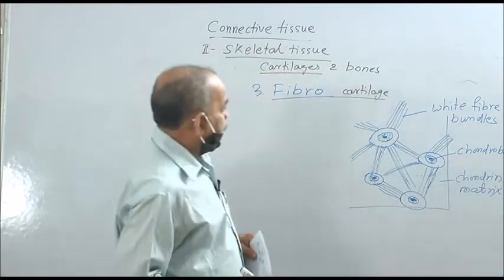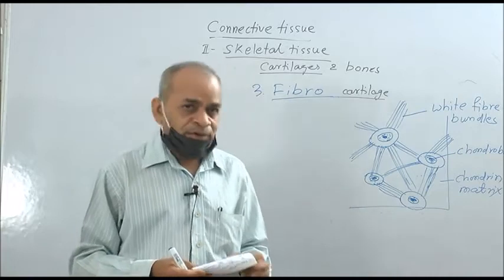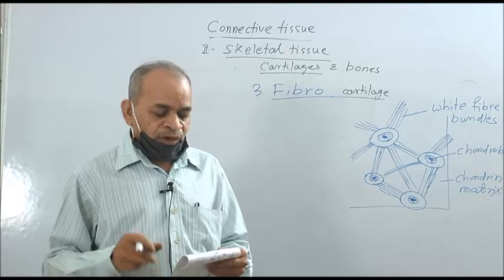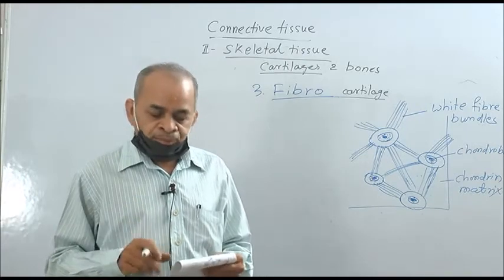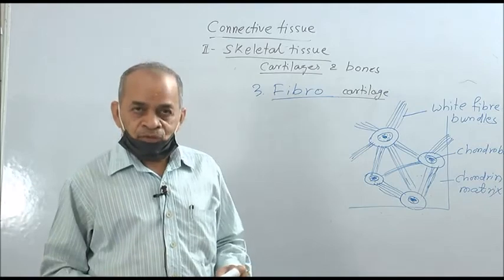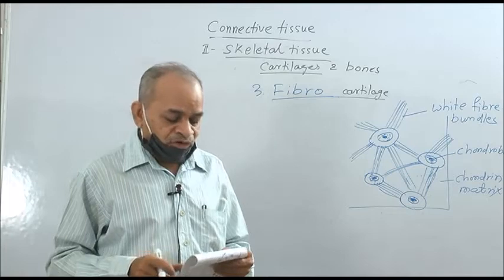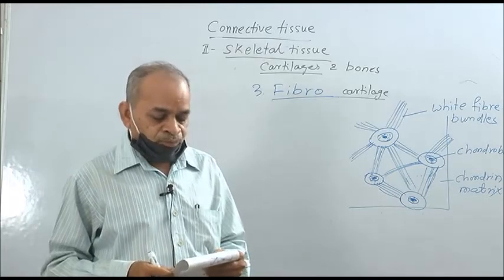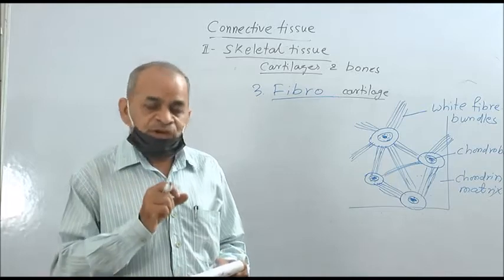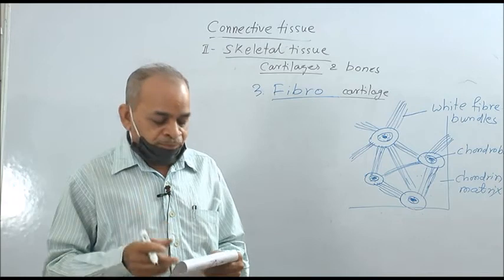So, this is fibrocartilage. It is similar to elastic cartilage, except that here white collagen fibers are abundant, means much more. White collagen fibers are abundant in the matrix. So, this is more rigid. That was elastic. This is more rigid.